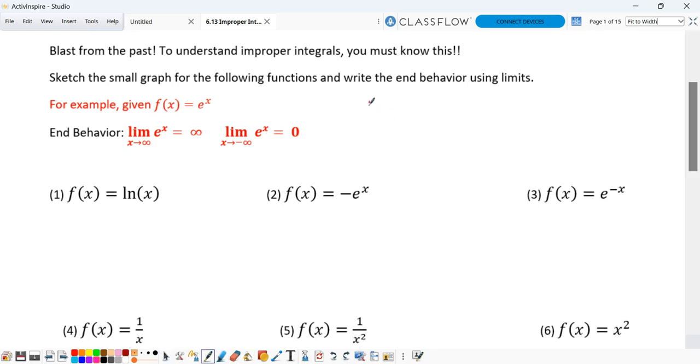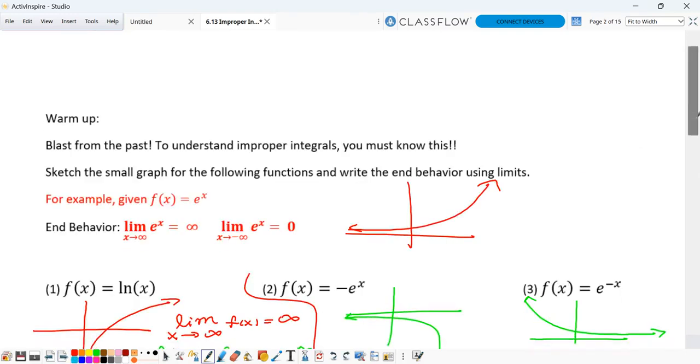So e to the x is an exponential growth function, and we can see that as x goes to infinity, it goes to infinity, and as x goes to negative infinity, it goes to 0. You can pause the video for a few minutes and try to sketch the graph of all of these and check what their end behavior is.